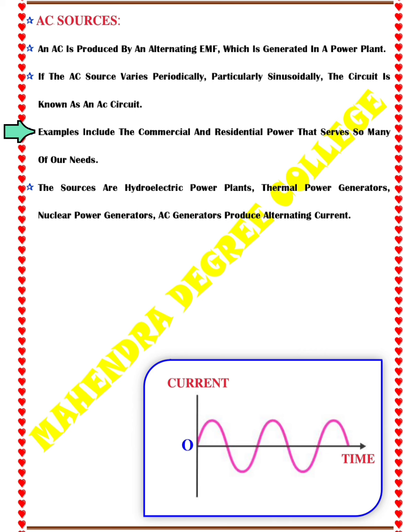In simple version, AC sources are used in many places. Examples include power used in homes, means residential power. Power used in offices and factories, means commercial power. These serve many of our daily needs.